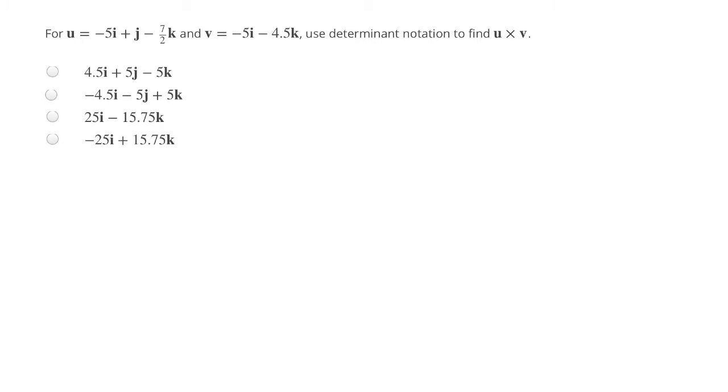Before we actually use determinant notation for this, we can just compute these vectors algebraically, and then we'll look at the determinant notation. From that point, it really is totally up to you how you like to compute them. Find the method that you like the best and use that. And so if we're doing this algebraically, what would it look like? Well, we're doing u cross v, and so that will be minus 5i plus j minus 7/2 k crossed with our vector minus 5i minus 4.5k.